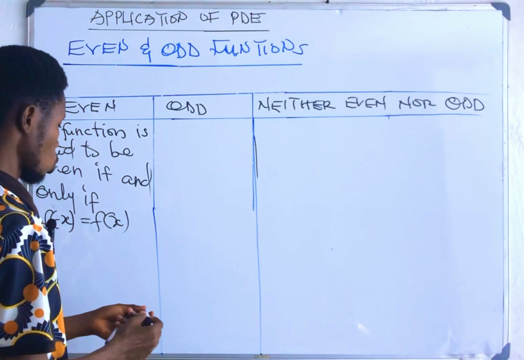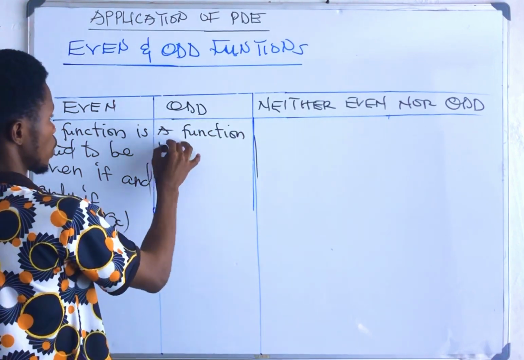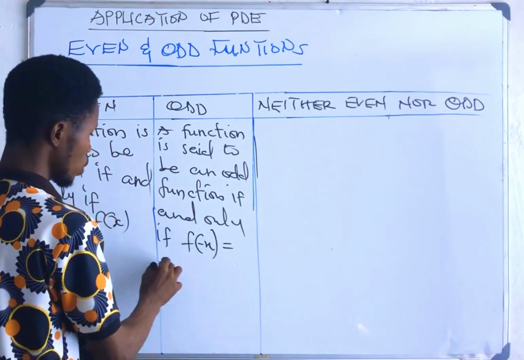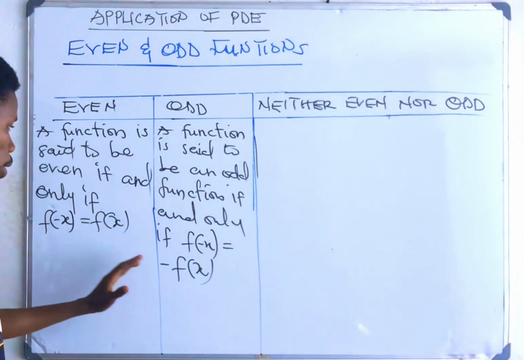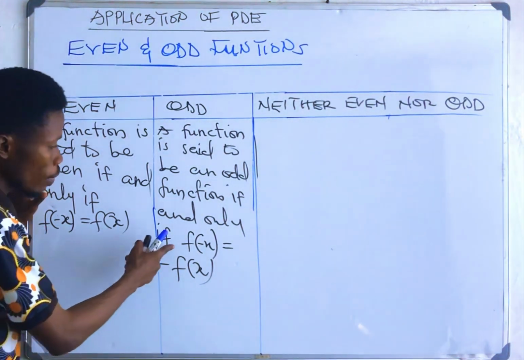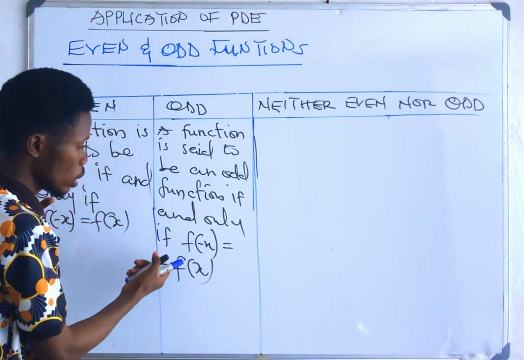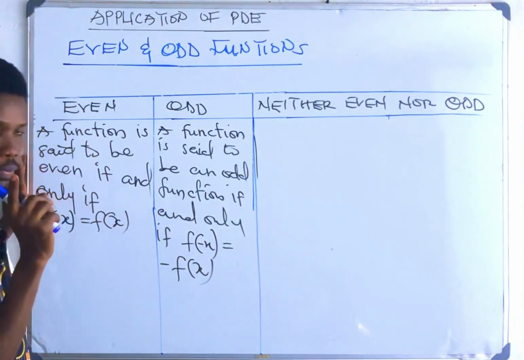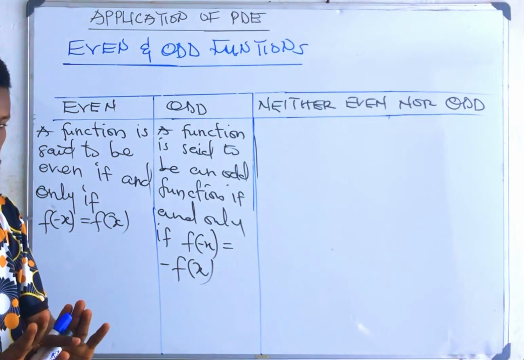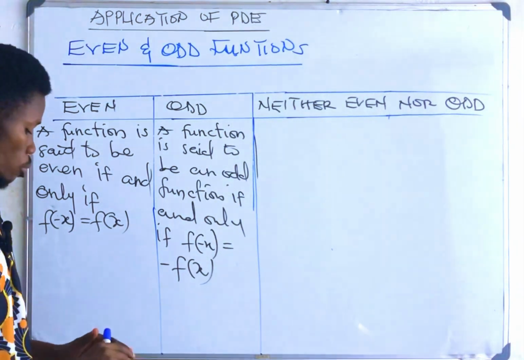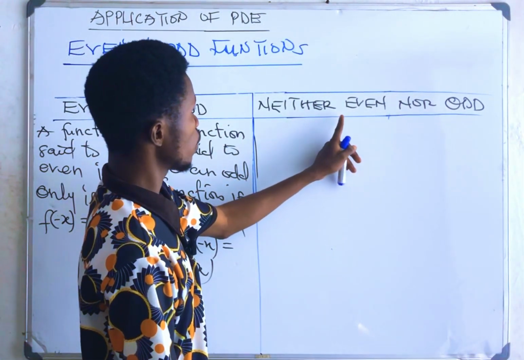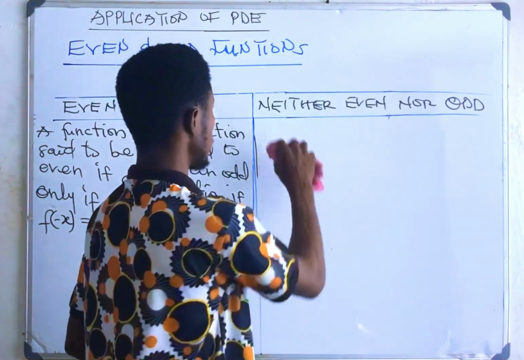Odd function. So we said that, are you seeing the difference? For this one, f at negative x should give us negative f at x. Okay, so let me give you an example first before I explain it to you, so don't worry. The neither even nor odd case, I will come back to it.